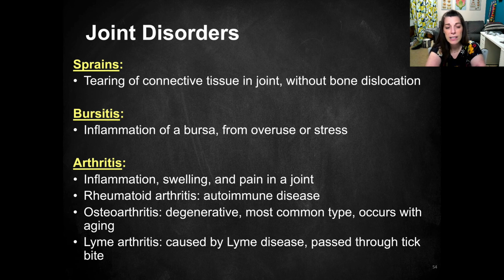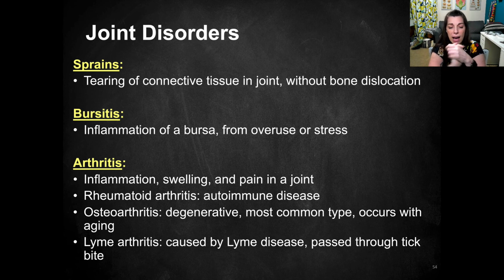Arthritis is an inflammation or swelling of the joint, and there are different types of arthritis. You can have rheumatoid arthritis, which is an autoimmune disease where your immune system starts to attack parts of your body, so it's attacking your joints. You can have osteoarthritis, which is degenerative and is actually the most common type of arthritis. As you get older, you get some inflammation caused by degeneration of the joint from repetitive use, like wear and tear.